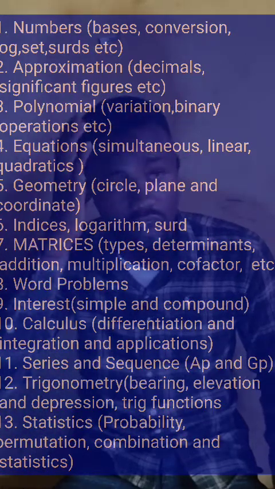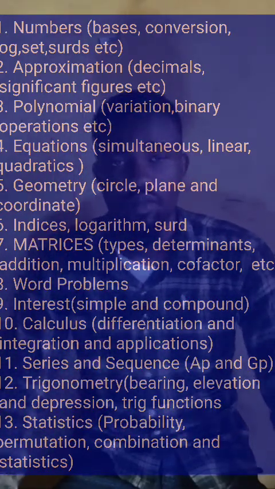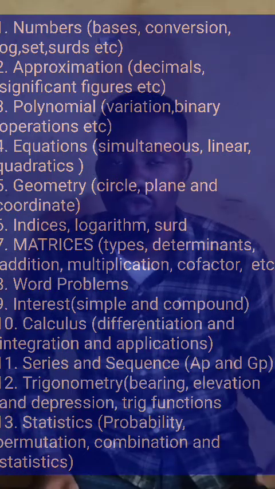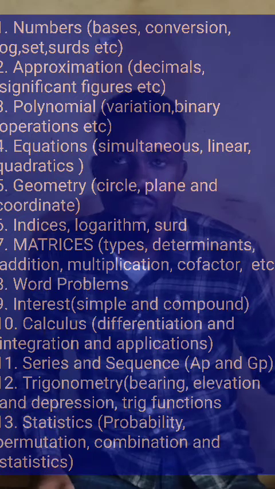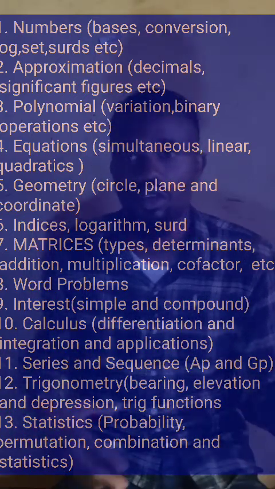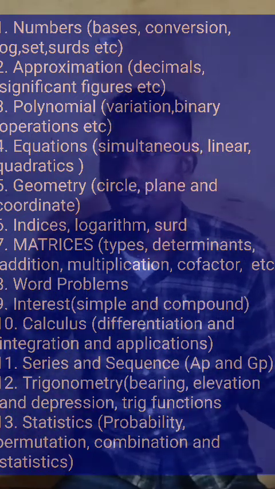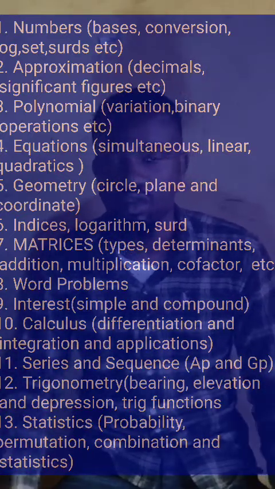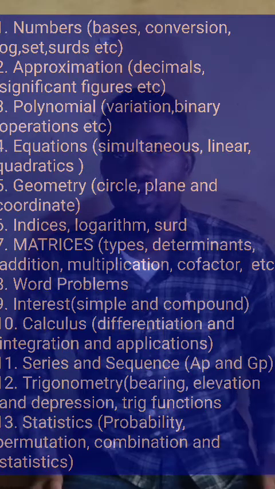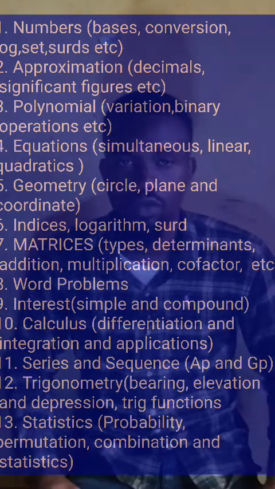Also on statistics, you can be asked on permutation and combination. Whenever you hear arrangement, in how many ways can something be arranged, that's permutation. But in how many ways can you select from a committee of 5 people or something like that, that's combination. So know how to solve questions. And lastly, know how to solve questions on probability.